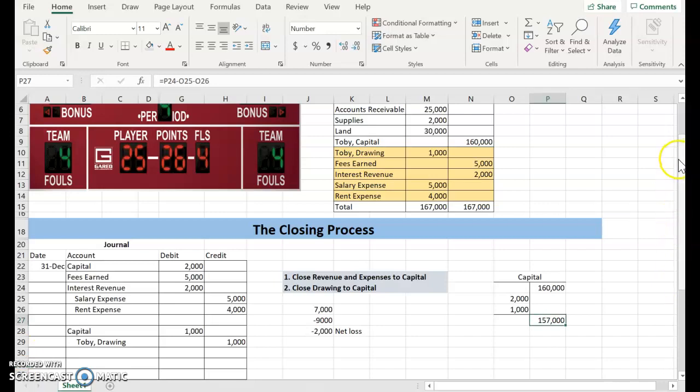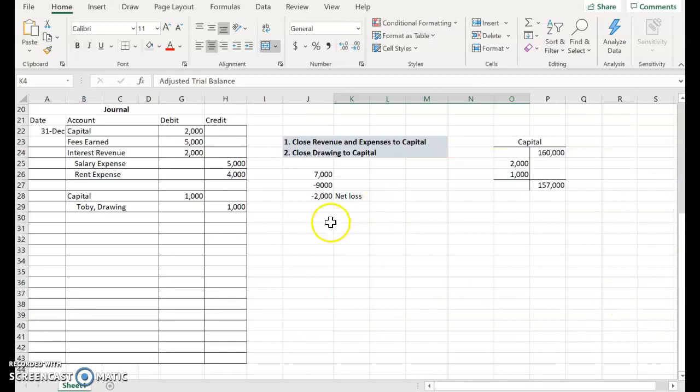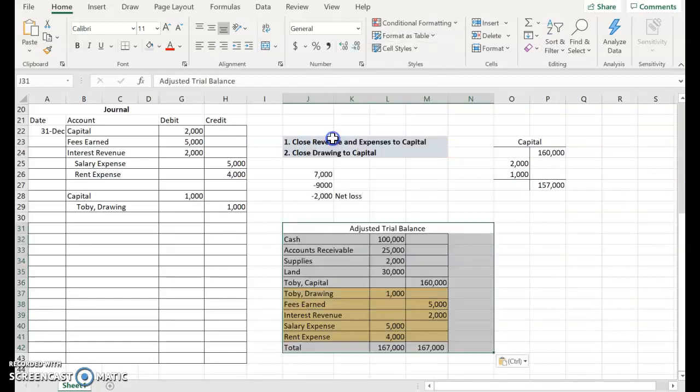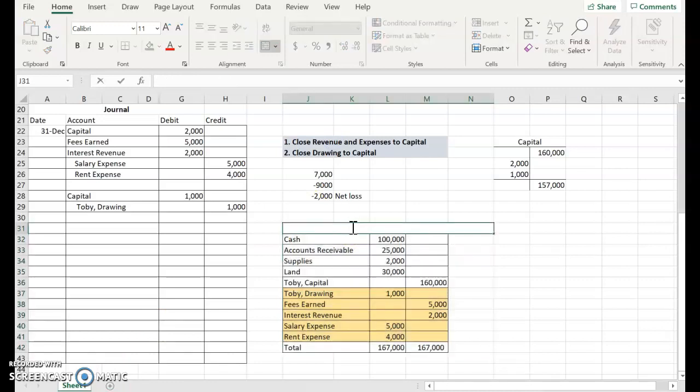So if I want to look at my final trial balance, my post-closing trial balance, here's what I'm going to do. Well, first thing I need to do is change the title to post-closing trial balance. And then my new capital balance is $157,000.